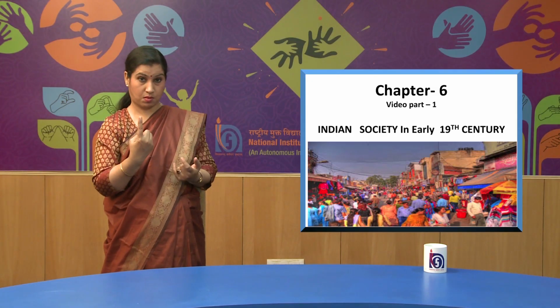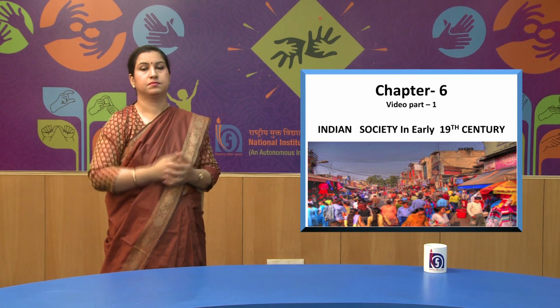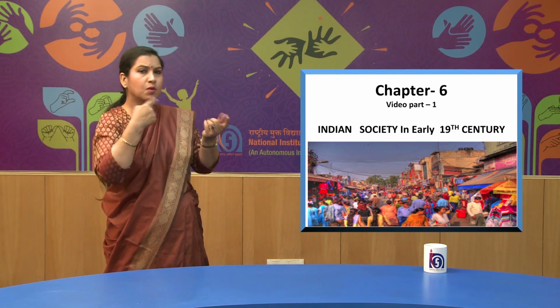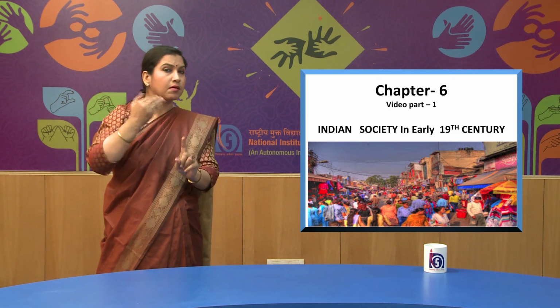Today we will cover part 1 of chapter number 6. In this part, we will discuss the Indian society in the early 19th century.